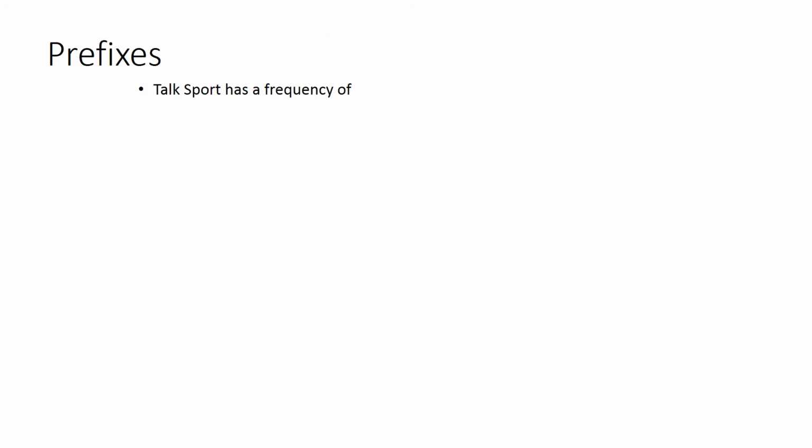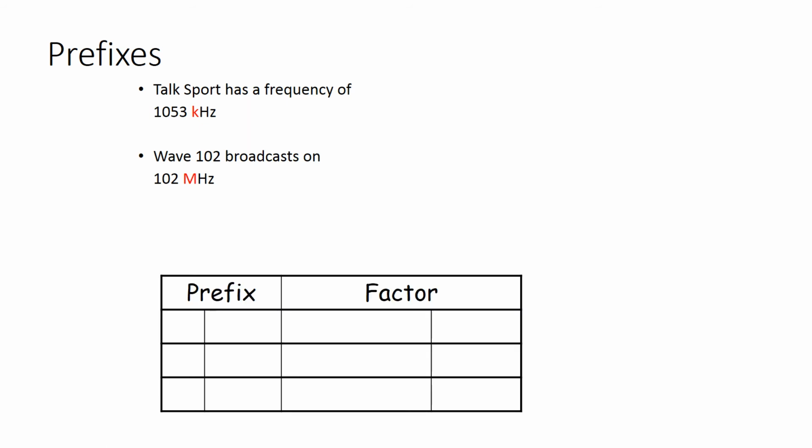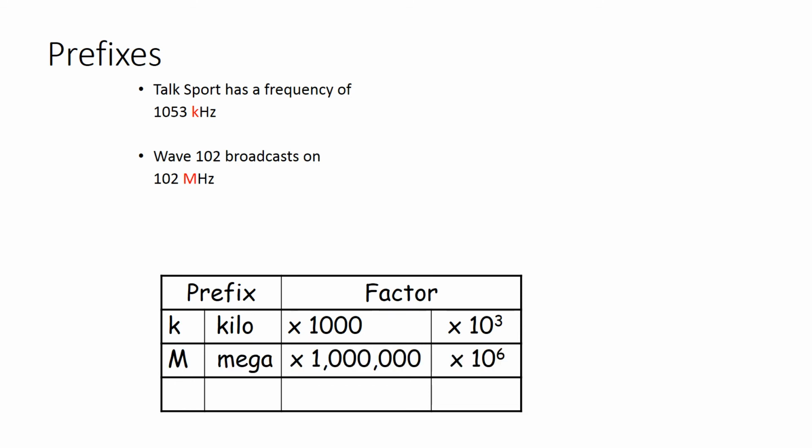Now, a reminder about prefixes. If we're looking at radio waves or electromagnetic waves, they have much higher frequencies than water waves, so we need to know prefixes. So Talksport, for example, has a frequency of 1053 kilohertz. Wave 102, 102 megahertz. Your phone will be using signals that have gigahertz. So you need to know what they stand for. You need to know either the times 1,000 or the 10 to the 3. You use whatever you are most comfortable with.